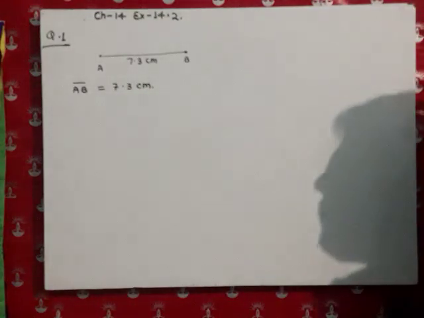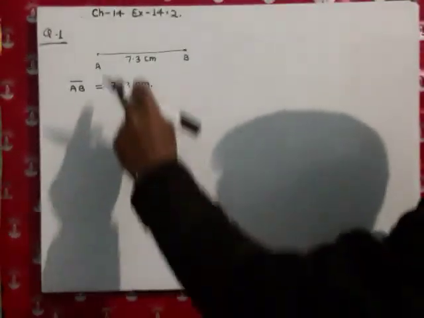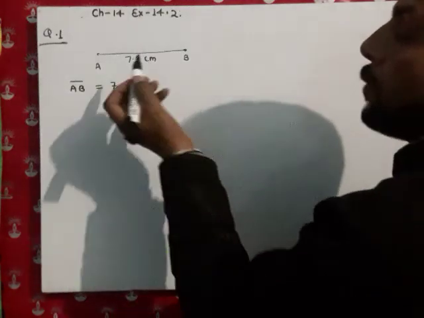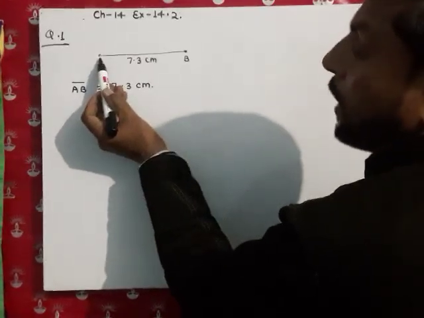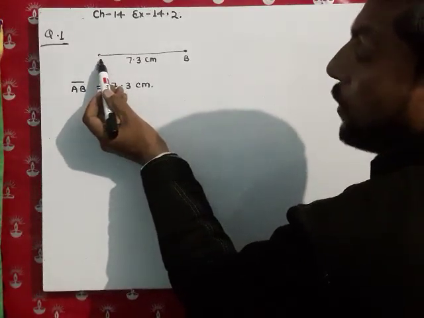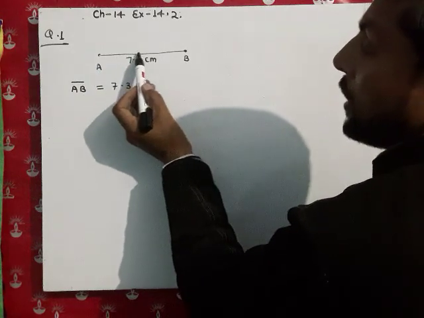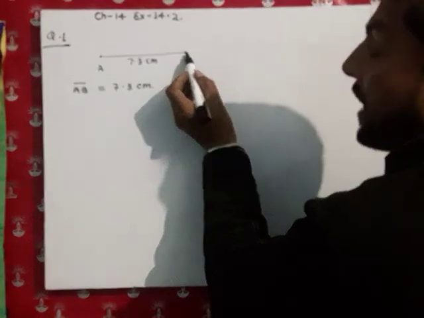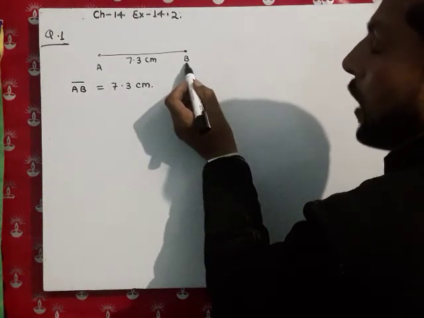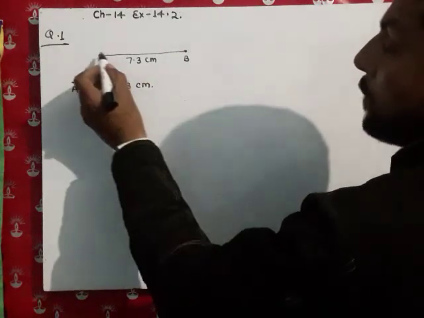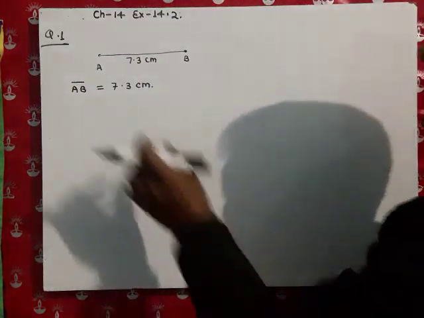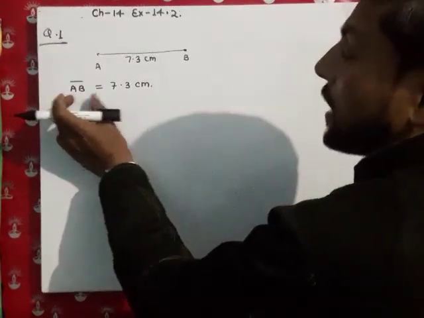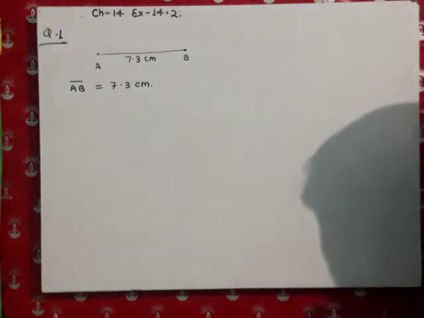Again I am telling the steps for how you have to draw. First of all you have to choose one point. Then, using the scale, you have to count point A as 0. Then you have to go 1, 2, 3, 4, 5, 6, 7 and 0.3 centimeter. Then at the point 7.3 you have to mark point B. Then you have to join these points. Now this line segment AB will be 7.3 centimeters.